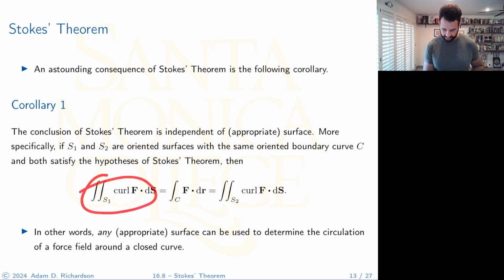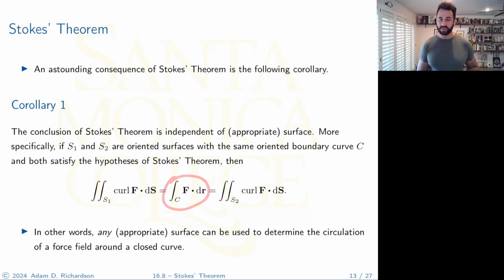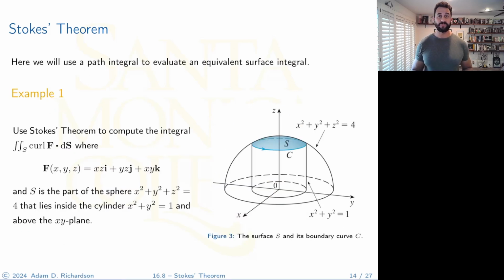So in particular, this is equal to this by Stokes' theorem, but it's also equal to this by Stokes' theorem. So in other words, this is the weird thing, any appropriate surface can be used to determine the circulation of a force field around a closed curve. So it's pretty wild. Just imagine you've got a space curve in space. You can use any appropriate surface that has that curve as a boundary in the statement of Stokes' theorem. Any surface you want. Amazing, just amazing. And now you're going to get to practice this, all right?